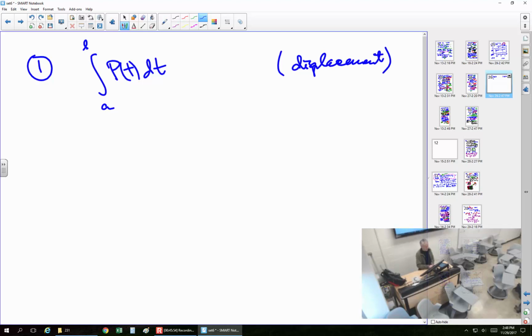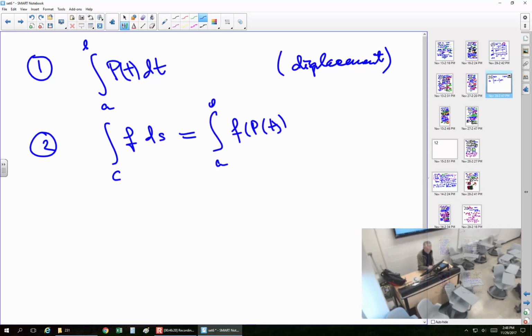Now, how different this is from what we have been doing: the next one is arc length, and the notation is the integral over the curve C of f ds. Let me write it out. Suppose we have parameterized C, then we have the integral from a to b of f of P of t, times the length of P prime of t, dt.